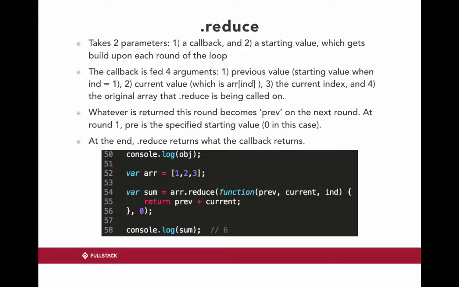So now the second time through the loop, prev is 1, current is 2, and the index is 1. Now we return 1 plus 2. And so on the third time through, prev is 3, current is 3, and the index is 2. We're not using it right now, but it's there if you want it. And we return prev, which is 3, plus current, and because now we are at the end of the array, that's what all of reduce returns. So it's like we're reducing the array into one thing, squishing it together as we loop through. Questions?